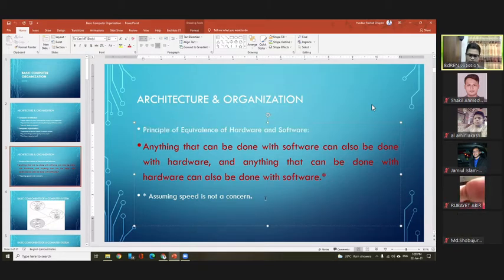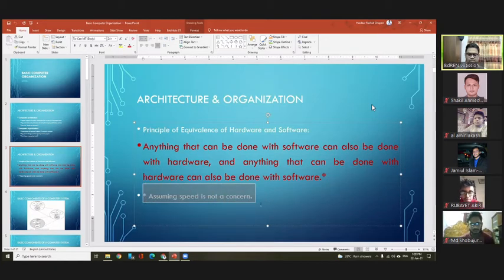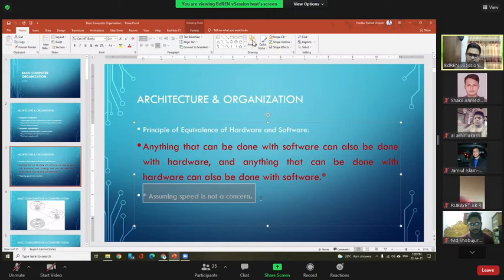And we are going to consider two things. One is we assume that the speed of this implementation or the speed of this execution is not a concern. First thing. Second thing is we know that every software needs hardware to implement this one. So we also are not considering that software needs the hardware. We're just considering we can do the task by the software.